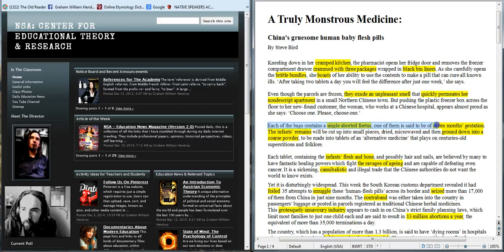One of them is said to be of 7 months gestation. The infant's remains will be cut up into small pieces, dried, microwaved, and then ground down into a coarse powder to be made into tablets of an alternative medicine that plays on centuries-old superstitions and folklore.